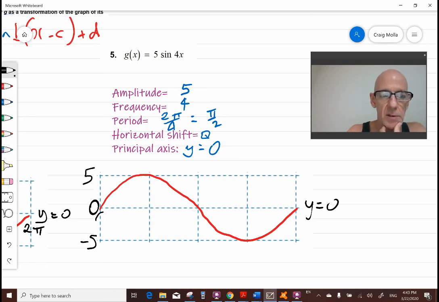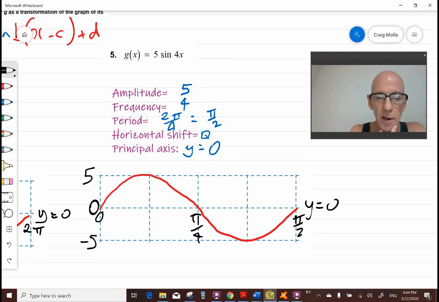No horizontal shift, so we're starting at 0. But we're finishing at pi on 2. That's the end of one period. Now, this value in the middle is halfway between those two. You can find the average, but the average of 0 and pi on 2 is half of that distance, so it's pi on 4.